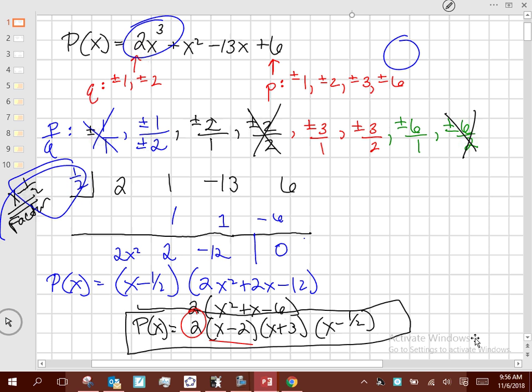Tomorrow we'll talk about this. Some of these, we might not get a factor until that last plus or minus 6, and that'd be a lot of work. So tomorrow I'll show you some techniques that simplify things.